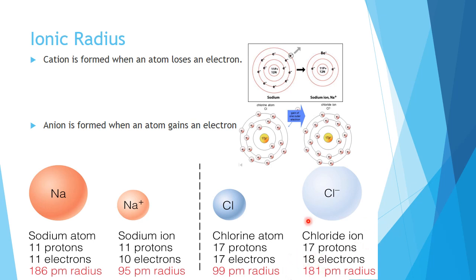And due to the same reason, because 17 protons are there in chlorine atom as well as in chlorine ion, but there occurs an increase in electron number, and due to that increase every electron feels a smaller force than what it was observing in chlorine atom. Therefore we encounter an increased ionic radius in case of anion.